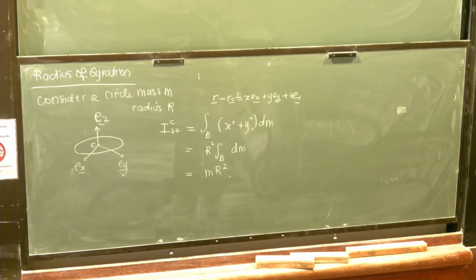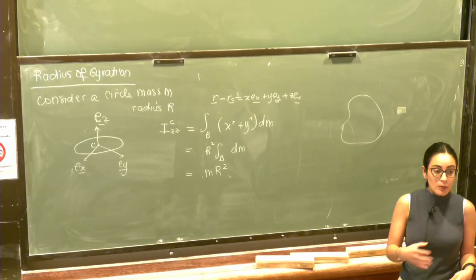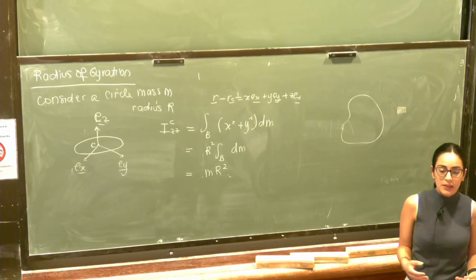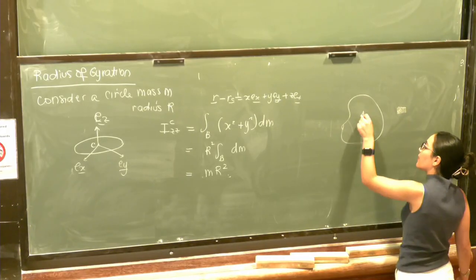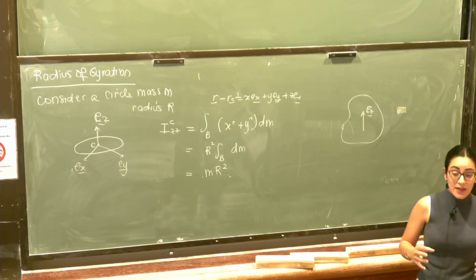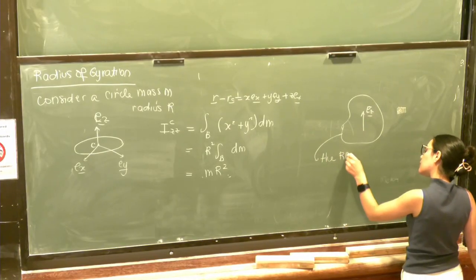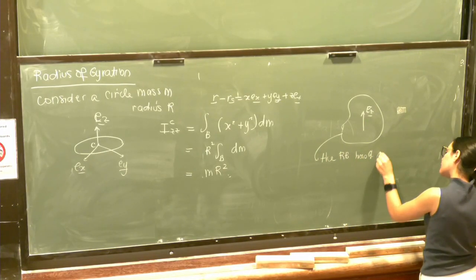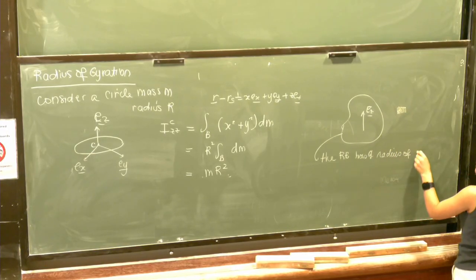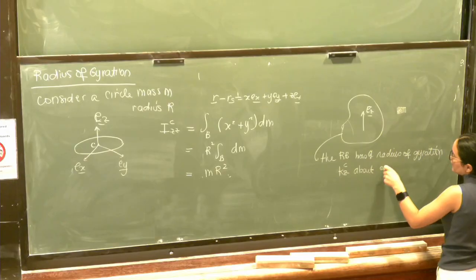So sometimes what we do is that we have a complicated rigid body. Now, instead of reporting the moment of inertia of the rigid body, say about e_z, or the geometry of the rigid body, what we say is that the rigid body has some radius of gyration k_z about e_z passing by the center of mass.